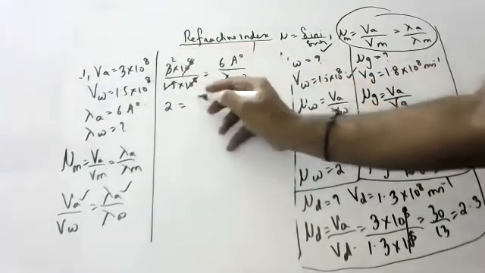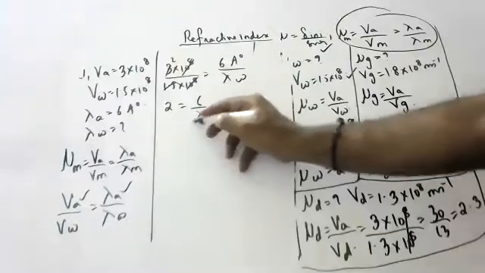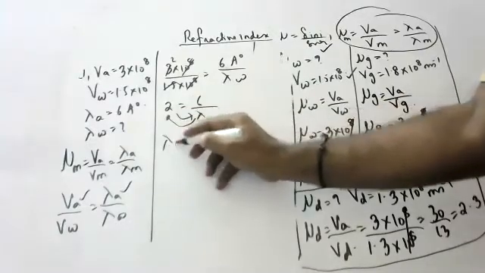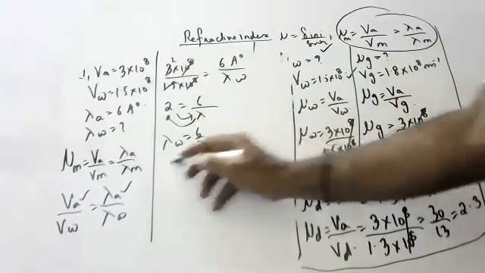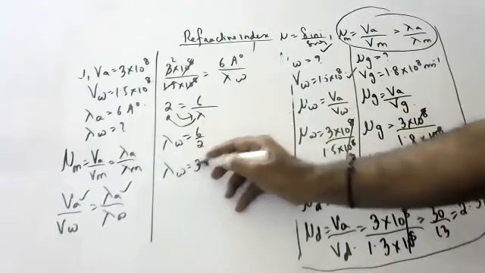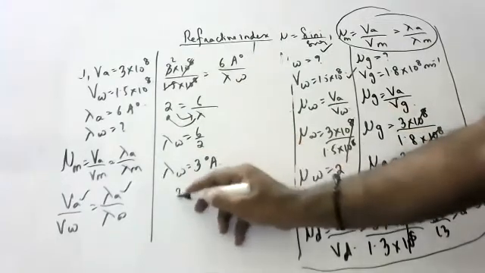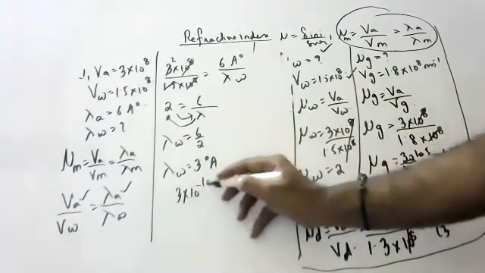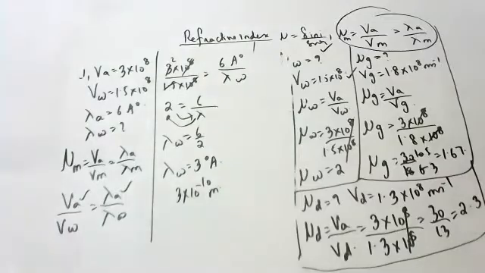So 2 is equal to 6 by wavelength. This goes up, this comes down. So wavelength of light in water is 6 by 2. Wavelength of light in water is 3 angstrom units. Angstrom means 10 to the power of minus 10 meters, so 3 into 10 to the power of minus 10 meters if you want. This is how we do it.